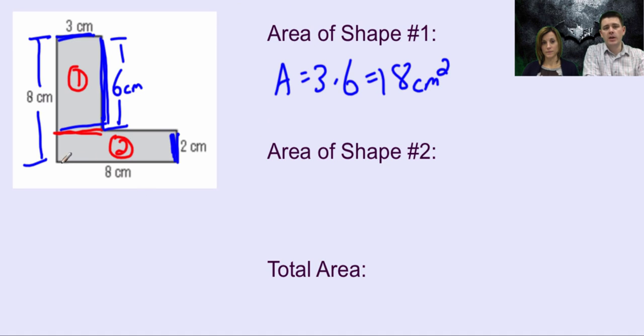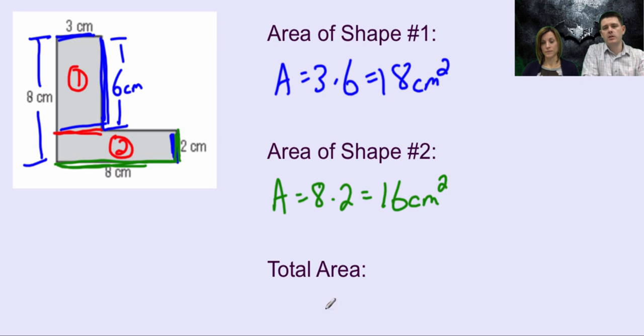For our bottom one, we look at the measurements of the base and the height. So our base is 8, our height is 2. So our area is 8 times 2 is 16 centimeters squared. And then our total area is, just add the two together. 18 plus 16.